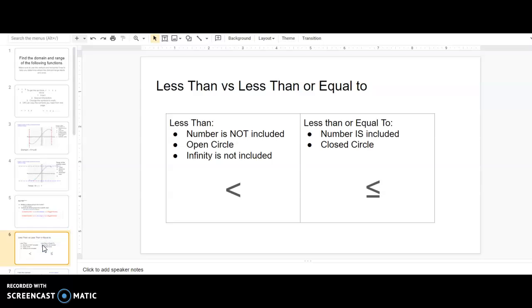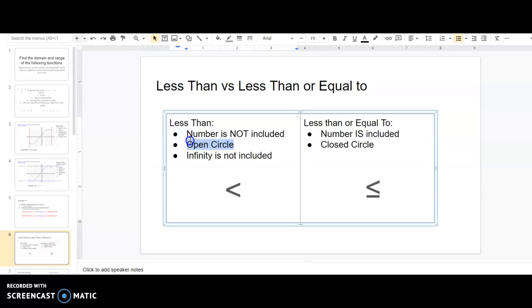Let's determine when we have to use a less than or equal to. A less than does not include the number. So whenever the number is not included, how do we know it's not included? It would be an open circle. In a minute, we're going to get into the concept of infinity. Infinity is not included because you can't touch infinity. How would you know how to use the less than or equal to? The number is included. It is a closed circle. So that's when you would use that.